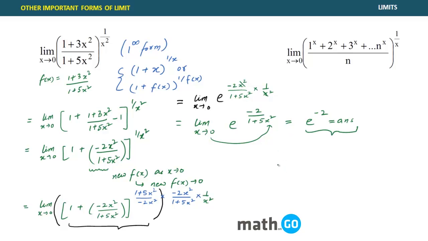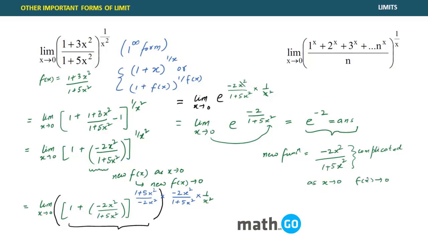So do not worry about the function. Here the new function was a bit complicated. If I have to write the new function here, the new function was minus 2x square upon 1 plus 5x square. So don't worry that this is complicated. Doesn't matter if it is complicated. For me, it is not complicated. As x approaches 0, f(x) approaches 0. This is what I understand out of this.